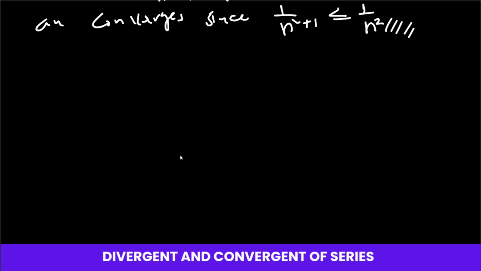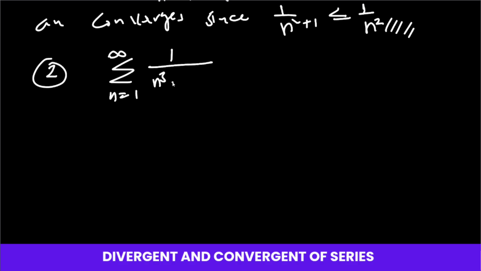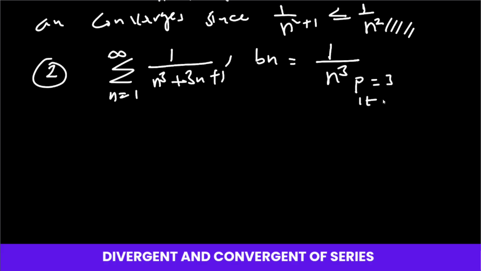Okay. So let's say we have example 2. We have the summation of n equal to 1 to infinity of 1 over n cubed plus 3n plus 1, right? We are going to pick Vn, and we know that Vn is equal to 1 over the highest power of n, right? That will give us 1 over n cubed, right? Then we can see that since p is equal to 3, it converges.